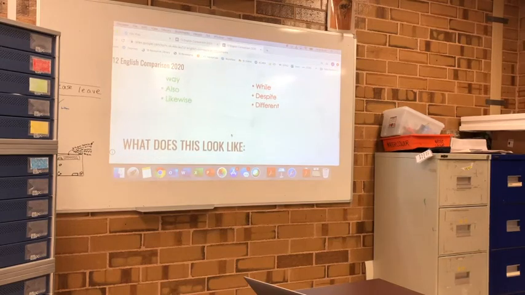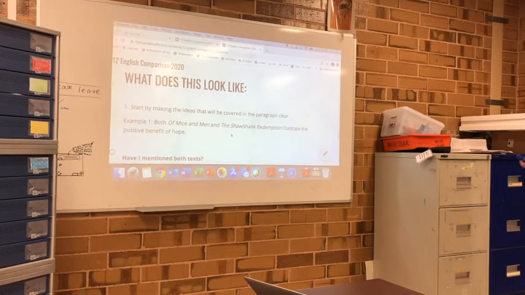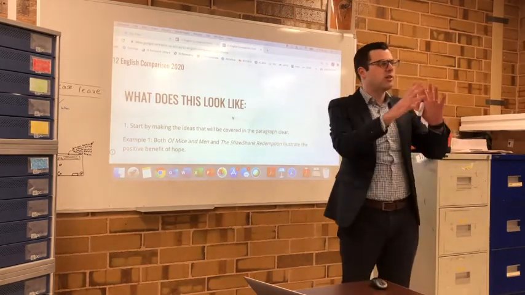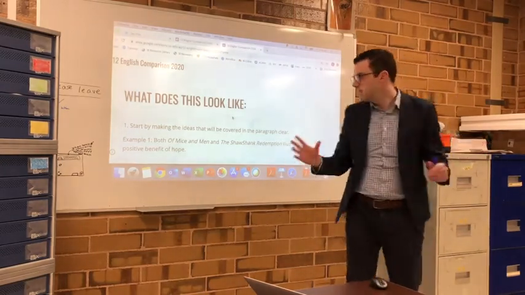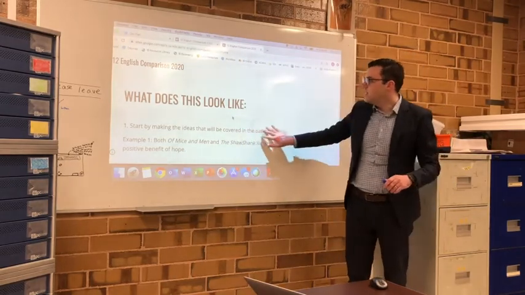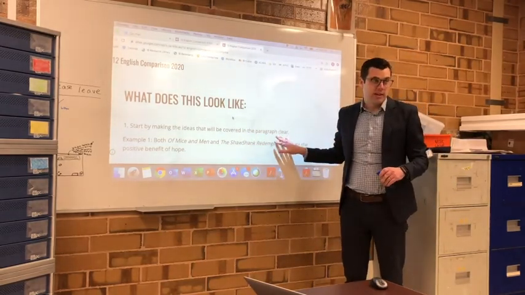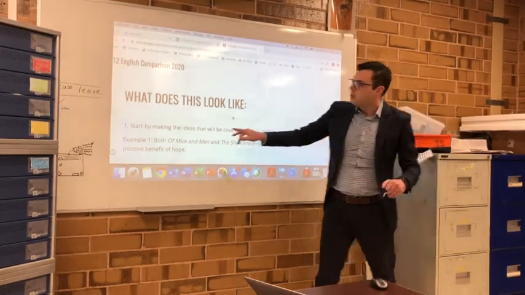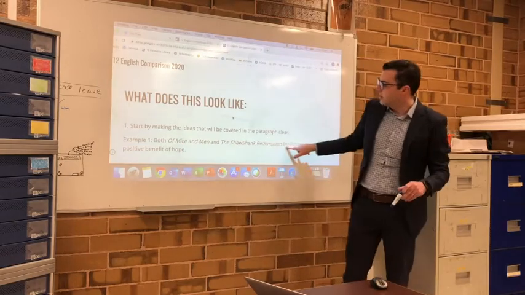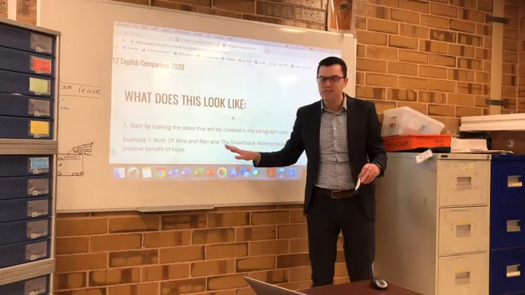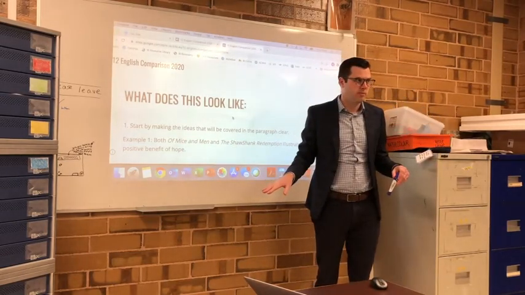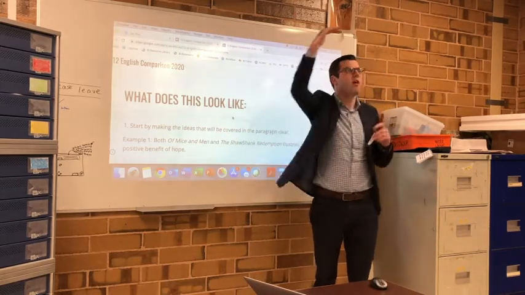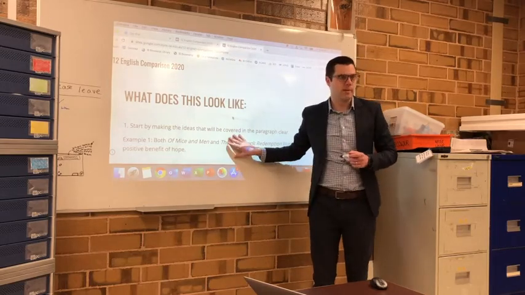So what does it look like? Your first point is about the beginning, how you're going to start your paragraphs. Start by making the ideas that will be covered clear, because that's the guts of it, that's your interpretation, that's what you're looking at and talking about. So here I've got: both Of Mice and Men and The Shawshank Redemption illustrate the positive benefit of hope. That's my topic sentence. In my five stages of structure, that's one.